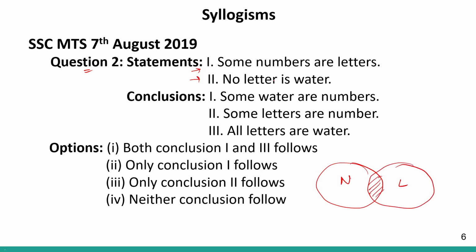Second one says no letter is water, so water is a separate entity and letter is a separate entity. They will not overlap. This will be my Venn diagram. Now let us look at the conclusions.